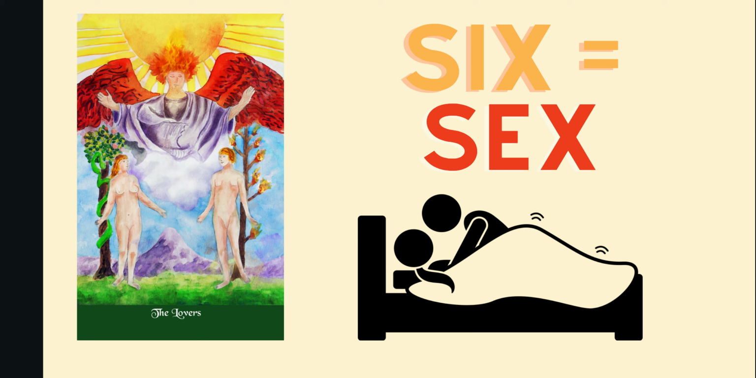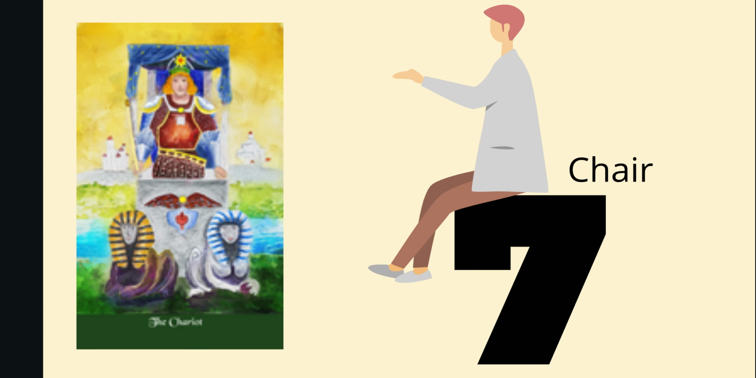I mean, they're naked already. Come on. What's the next step in the evolution? We got to go with the sex. 6 equals sex. So when you see the lovers, you think of 6 sex and sex 6 times. I don't know. 6 sex. But yeah, the number 6 is indeed for the lover's card.